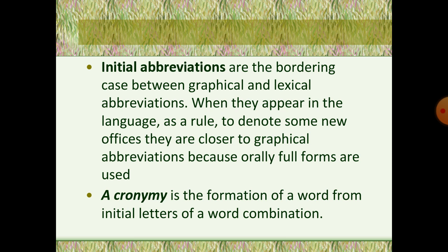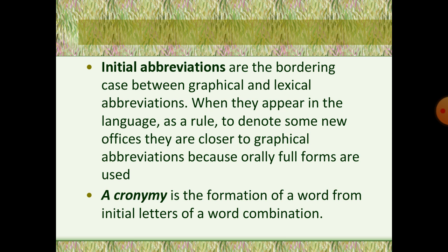When they are used for some duration of time, they acquire the shortened form of pronouncing and become closer to lexical abbreviations. For example, BBC, British Broadcasting Corporation, is as a rule pronounced in the shortened form. Initialisms are the way of making new words from the initial letters of the word group. For example, WWW, World Wide Web.